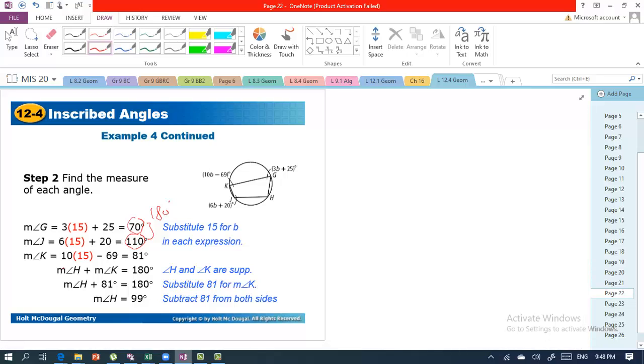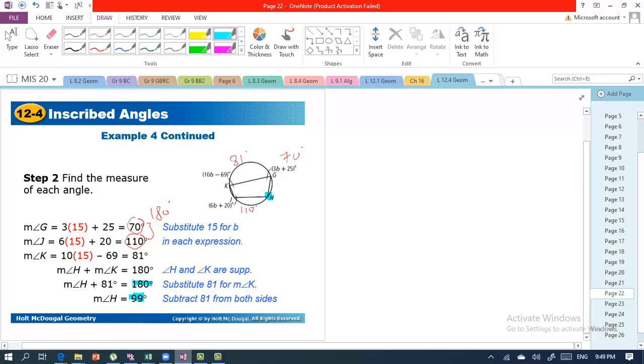So here we have found that this is 81. So this is 110. This is 70. This is 81. And the other one we can subtract from 180, so yes, easier. It becomes 99 here, so the angle H is 99.